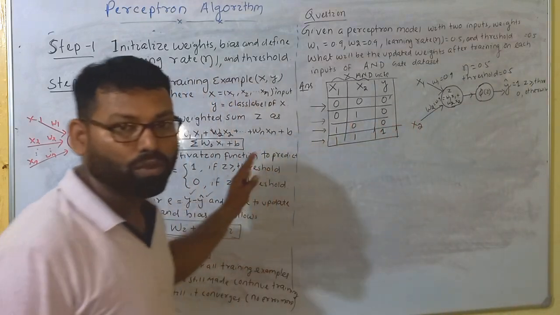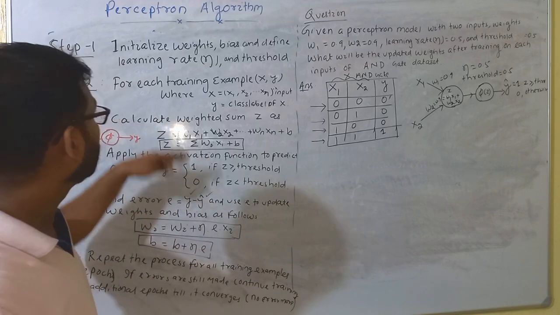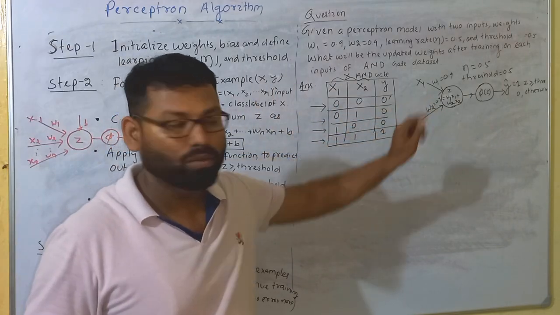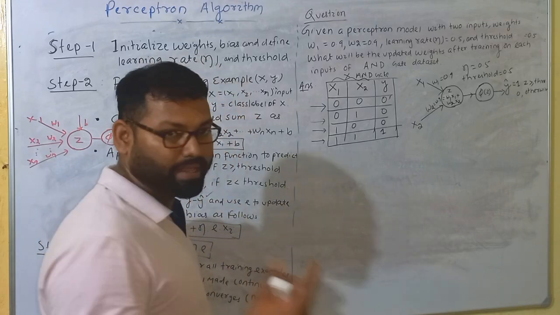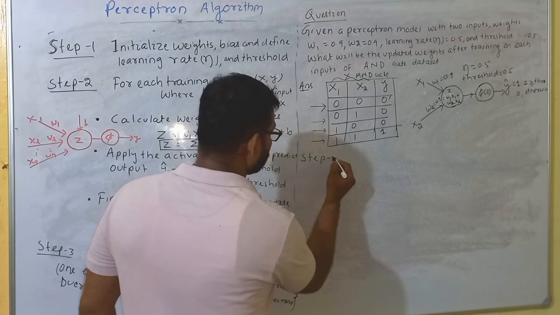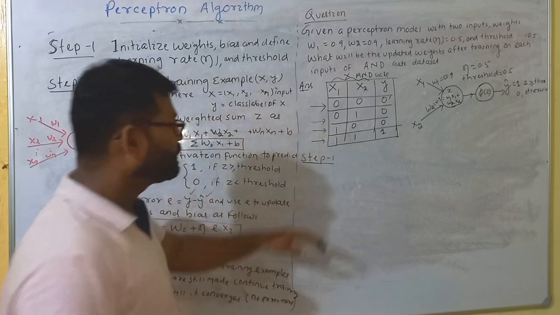So now I am going to apply this Perceptron algorithm to get the updated values of W1 and W2. So how? Let's take step number 1. First, what are we going to do? Let's take the first sample.